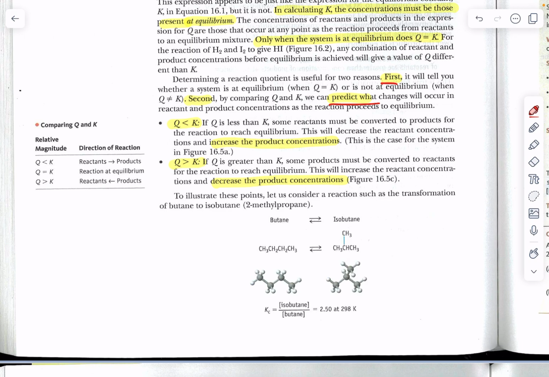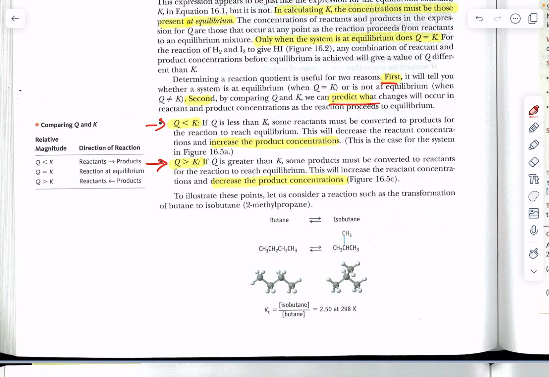Do I need reactants to continue to revert into products, or products to revert back into reactants? And so if Q is less than K, that means I don't have enough numerator. If I don't have enough numerator, I need more products, because products are in the numerator, which means the reactants have to become smaller, and they're in the denominator. By the same token, if Q is greater than K, then we are past equilibrium, meaning now I have to have some of my products in the numerator turn into reactants in the denominator, so that the numerator gets smaller and the denominator gets bigger.